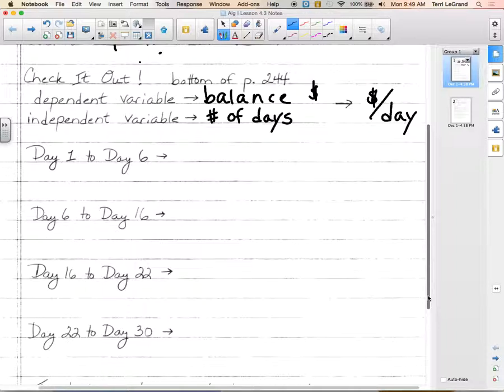So for day 1 to day 6, we're going to put the bank balance upstairs. Typically what I like to do in the table is work with positives. So what should we subtract upstairs for the first interval, from day 1 to day 6, so that we'd end up with a positive number? Should we take 550 and subtract 285, or 285 and subtract 550?